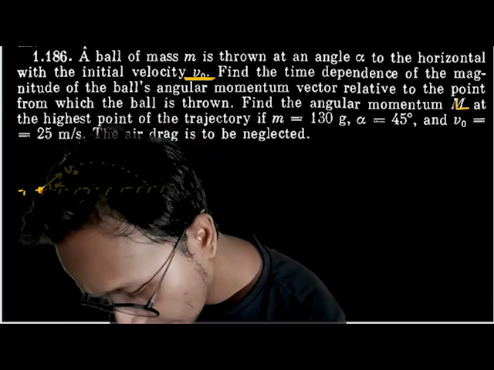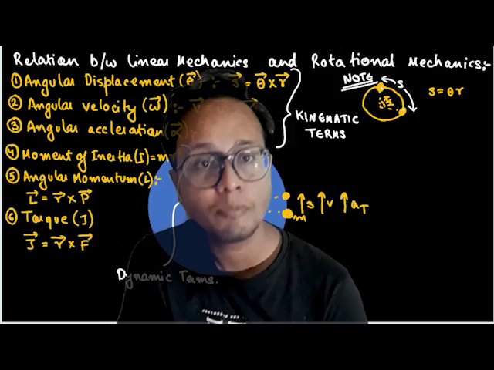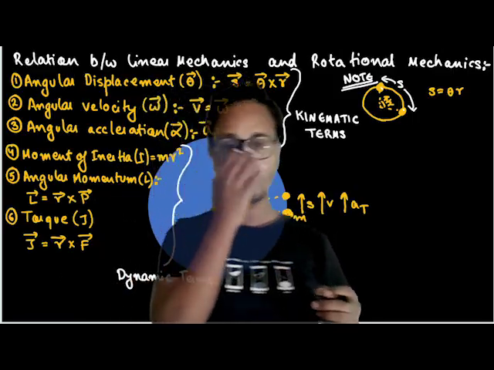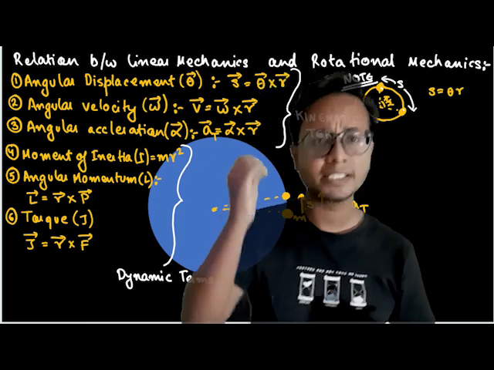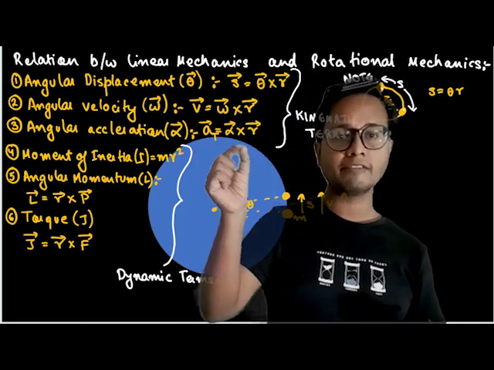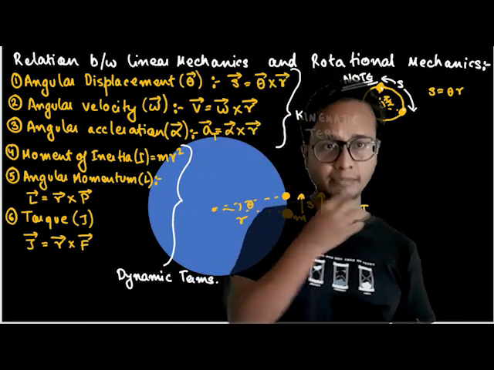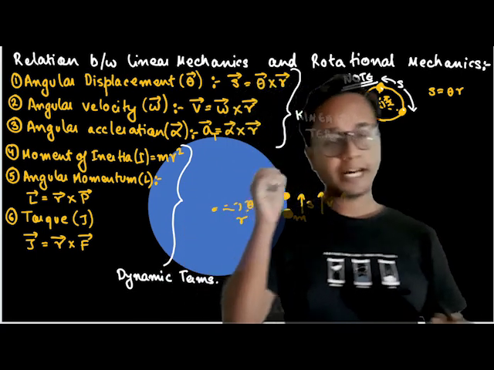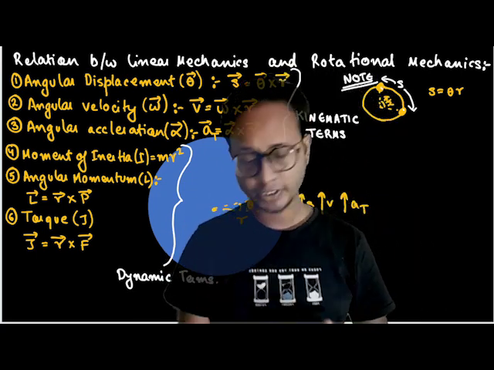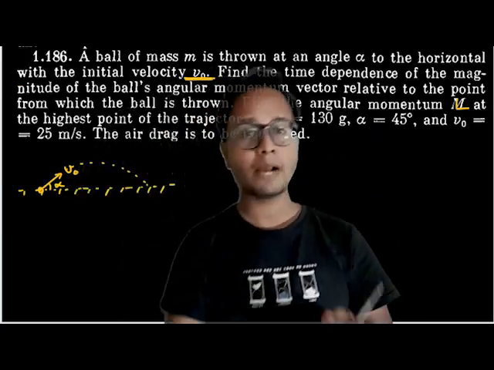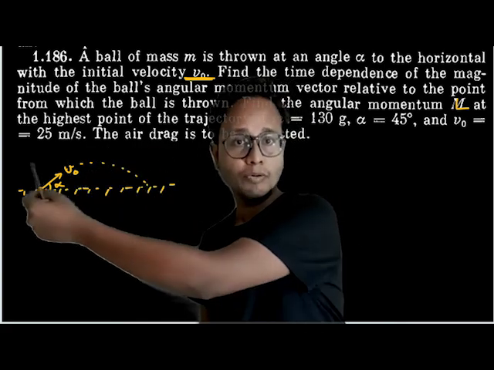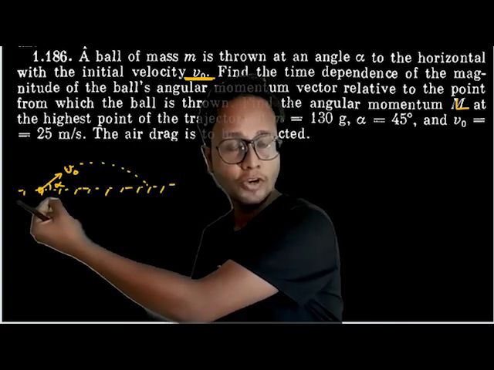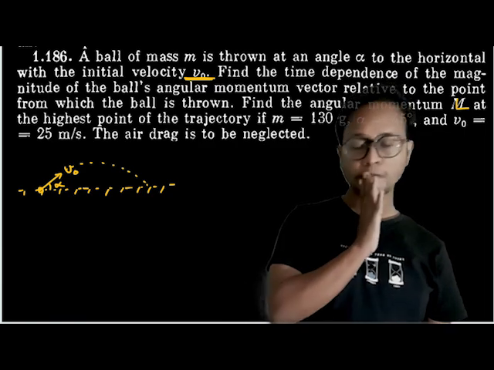What did I say before? Whenever you are considering angular momentum, torque, angular velocity, angular acceleration, or displacement, there is an R vector, no? And what does this R vector signify? That means there is an origin, isn't it? And that origin is called the point out here. Understood this much? So I have to find the angular momentum of the particle at any point during the projectile motion about the origin, and the origin is the point of projection.